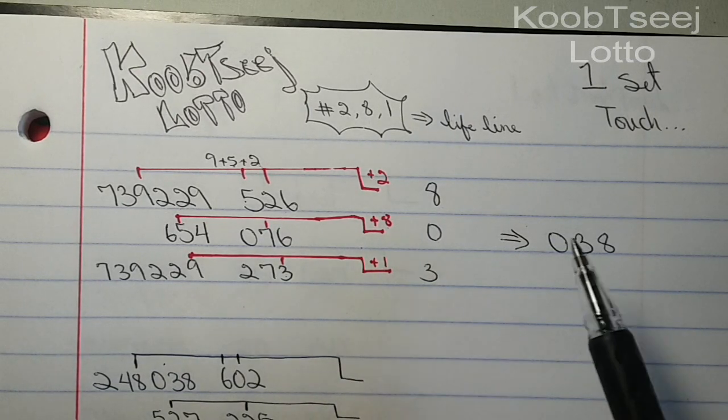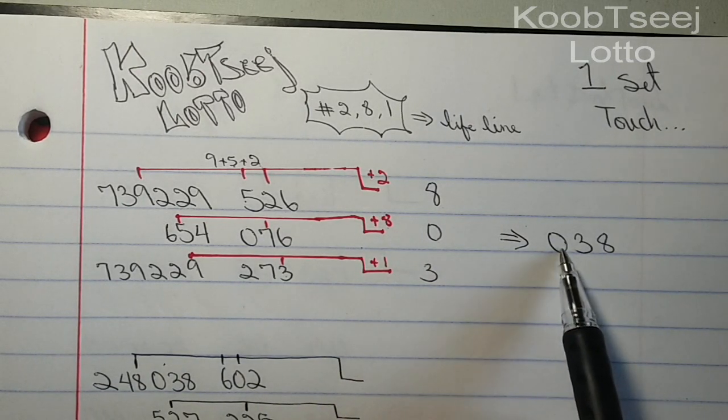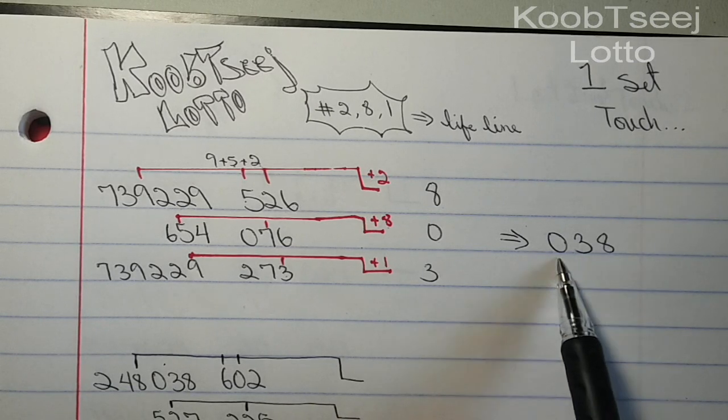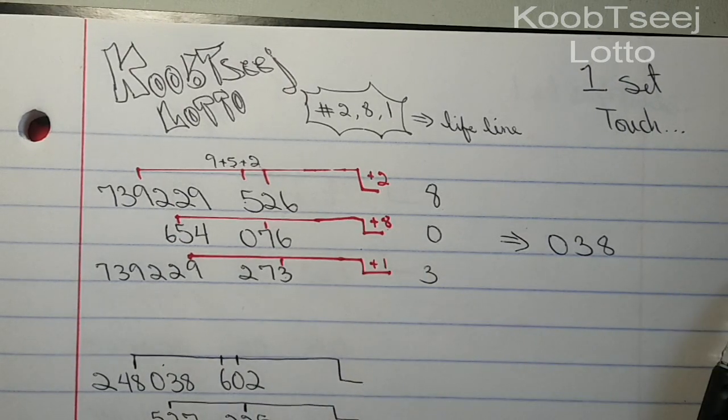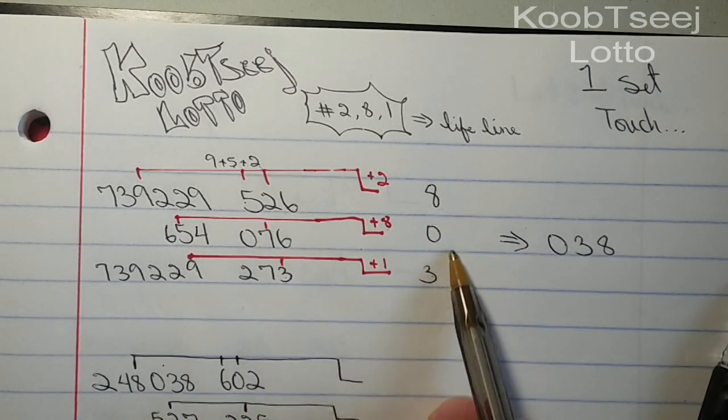Okay, so on the next draw, it hits 0, 3, 8. Alright, so it is touching all three numbers here.